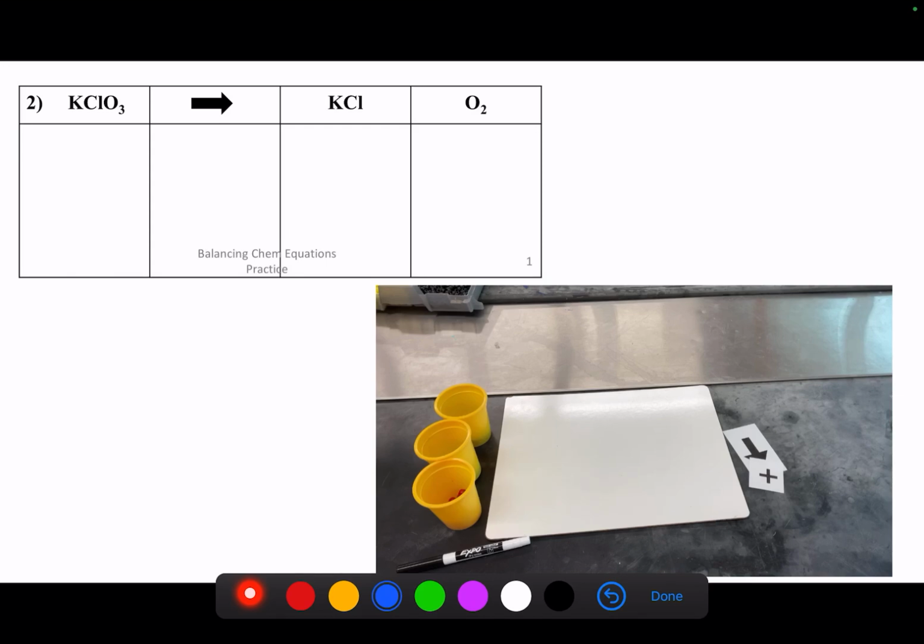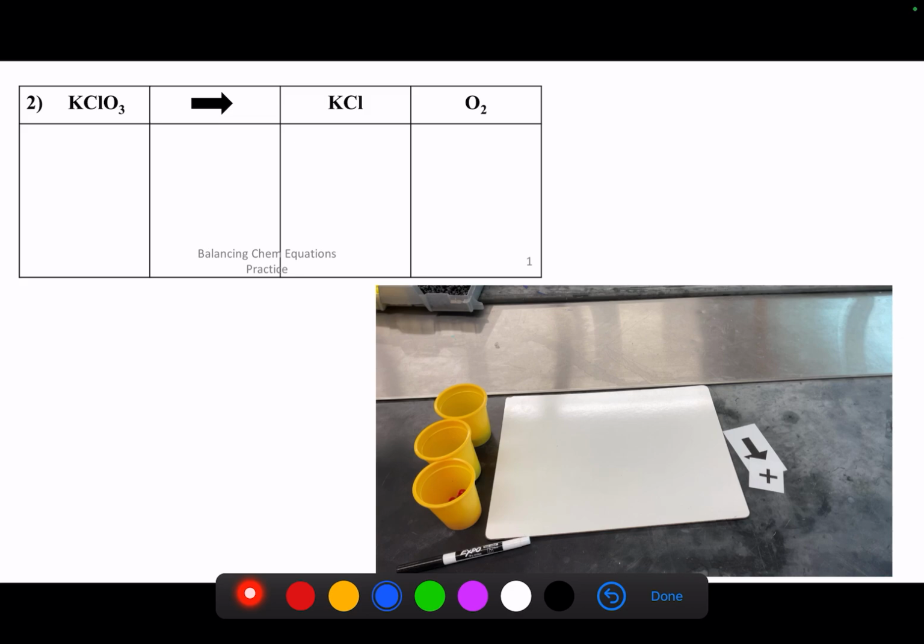In this video, we'll be going over the instructions for the balancing chemical equations practice using beads lab. So what you'll be doing is setting up the balanced equations with beads on the whiteboards, and then showing your work using colored pencils on the lab sheet as you work through it.